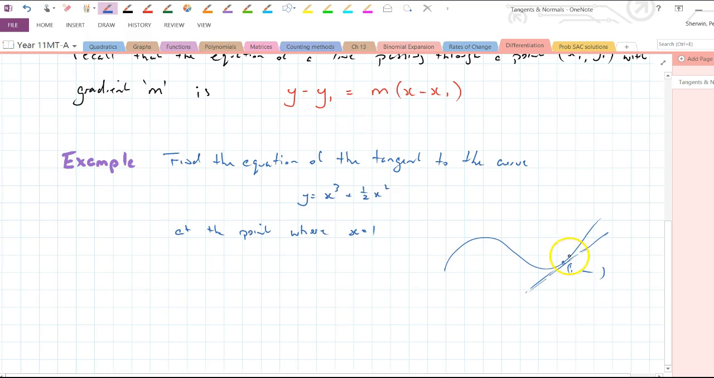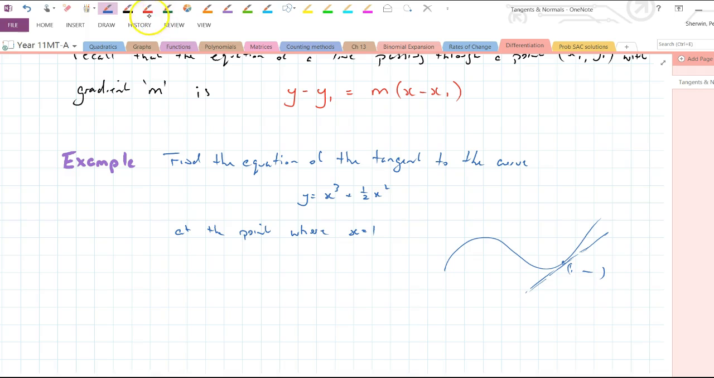Now the gradient will be found using the gradient function, i.e. the derivative of this function here. Substituting x equals 1 in will deliver to you the gradient of the curve at this point, which is the gradient of that tangent. Let's pause this, go and see if you can find the equation of this tangent, and then press play and see if we agree.